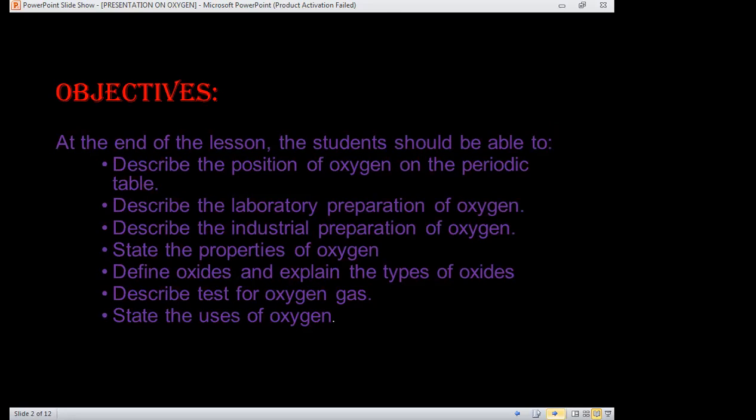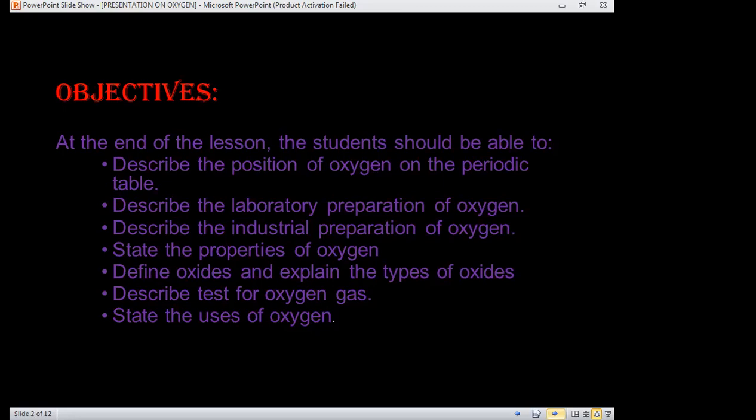Number three, you should be able to describe how oxygen is prepared in the industry, on a large scale. Then number four, you should be able to state the properties, both the physical and the chemical properties of oxygen. Then if time permits, we can still go ahead and talk about oxides, the different types of oxides, tests for oxygen gas, and uses of oxygen. So these are the things we must cover at the end of the discussion of this topic.